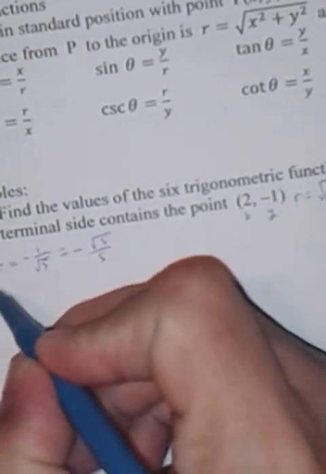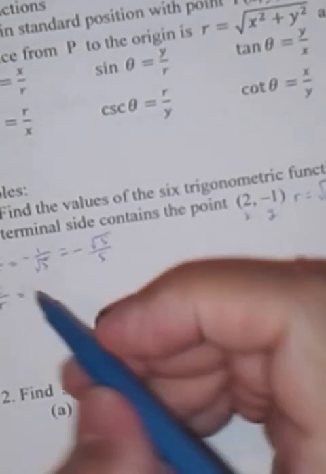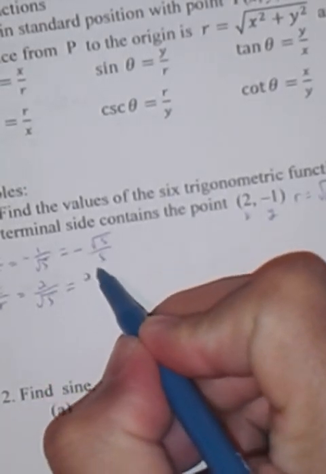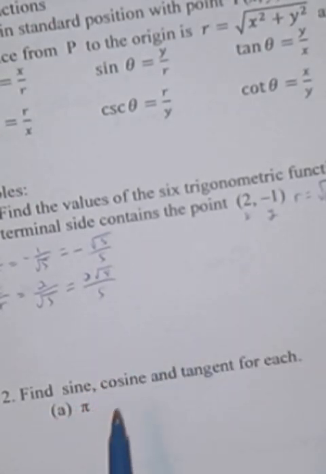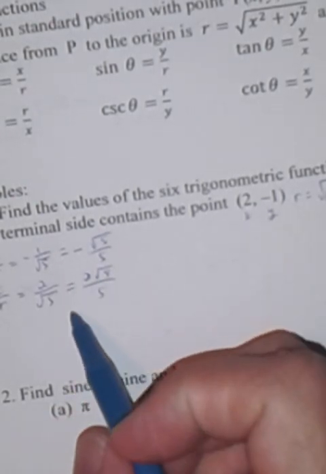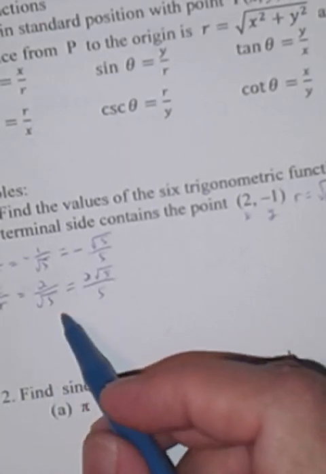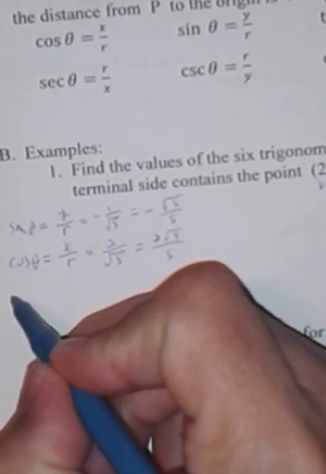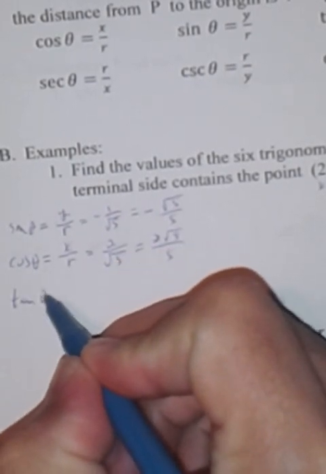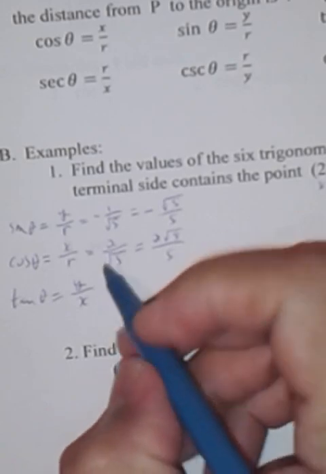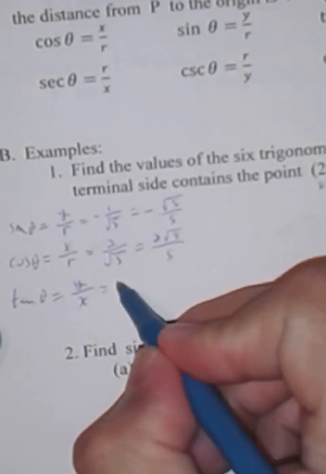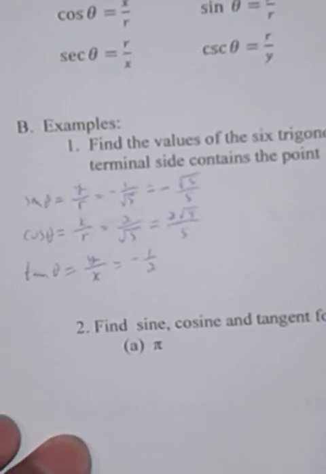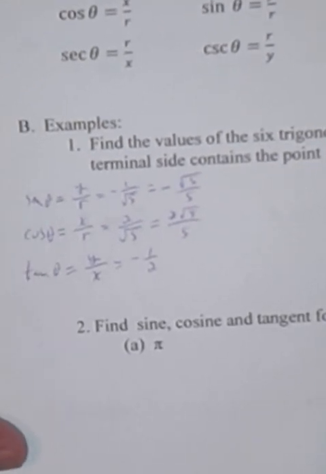Cosine theta is x over r, which will be 2 over the square root of 5. We rationalize, that'll be 2 square root of 5 over 5. Positive. And the secant would be the reciprocal, so the secant would be the square root of 5 over 2. And then the tangent of theta is y over x, and in this case, y over x is negative 1 over 2. And so the cotangent would be negative 2 over 1, which is negative 2.